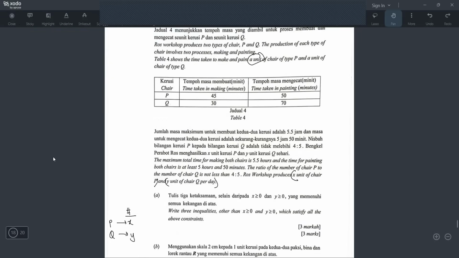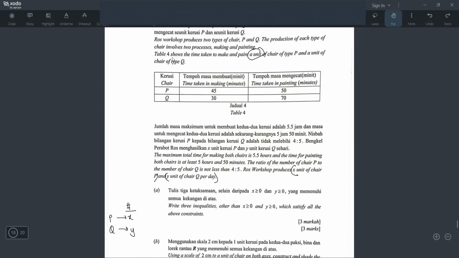And now we look at the table. So time taken to make. So making, time used in making. Time for making is how much? 45 for 1 P. But there's X units, X number of chair P, so it's 45X. And then for chair Q, the making time is 30 minutes. But 30 minutes is for one unit. So if there's Y units, there's times Y. And then this one is the time painting.